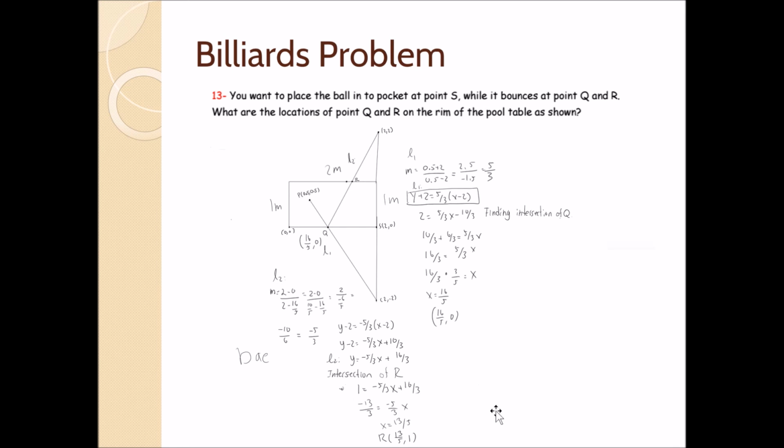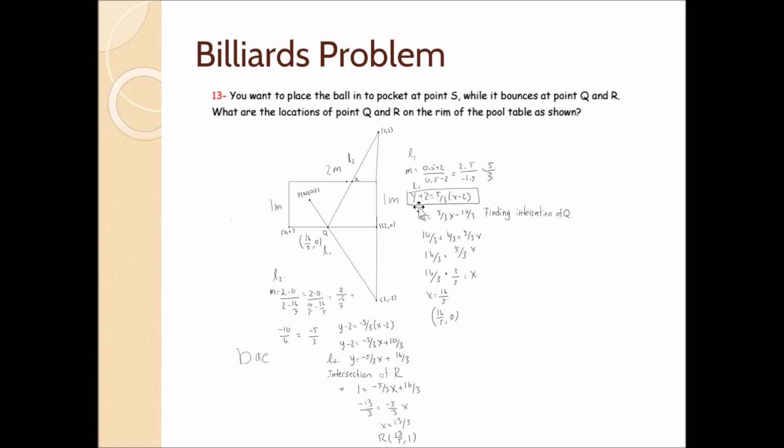Here we have an example of a billiards problem. You want to put the ball into a pocket at point S while it bounces off point Q and point R. Starting with points (0.5, 0.5) and (2, negative 2), we can make a line L. First we find the slope between those, which is 5/3. We make a line L that intersects point Q, so this line here.